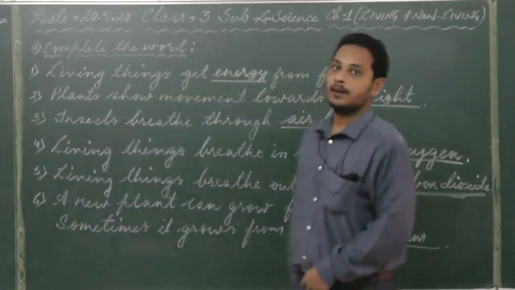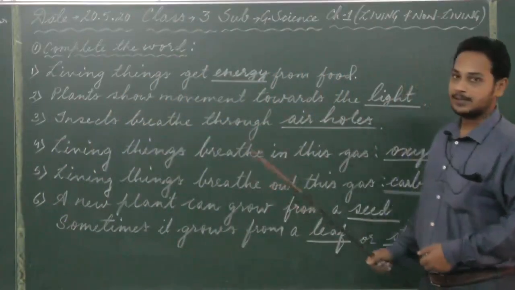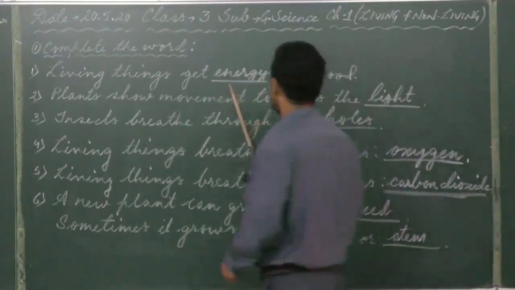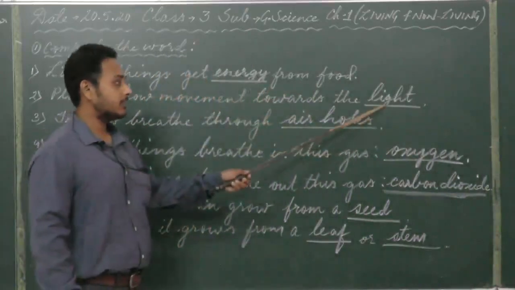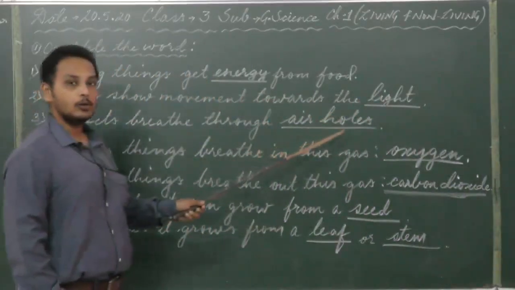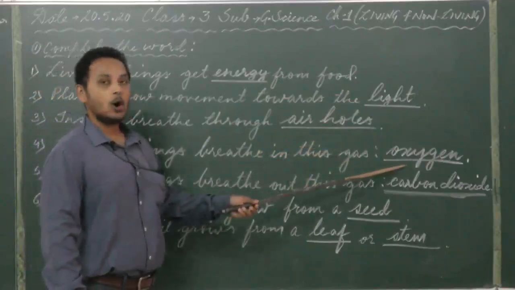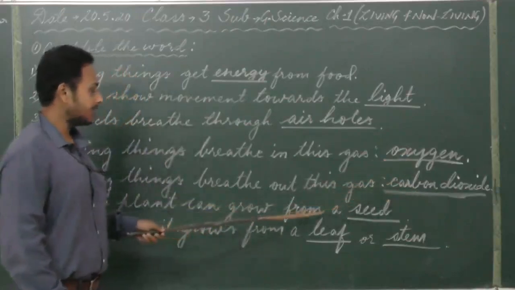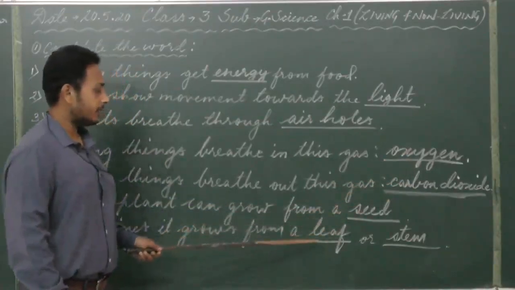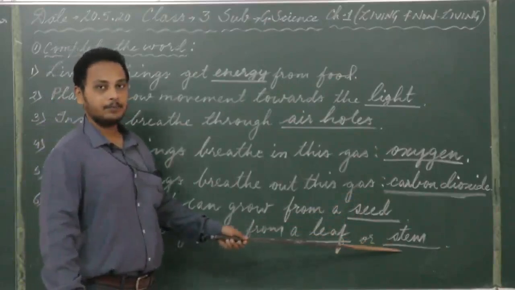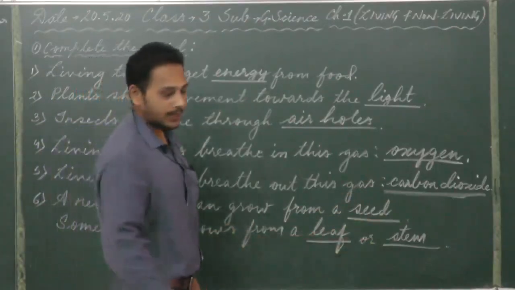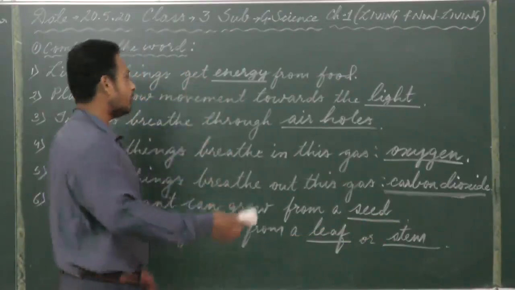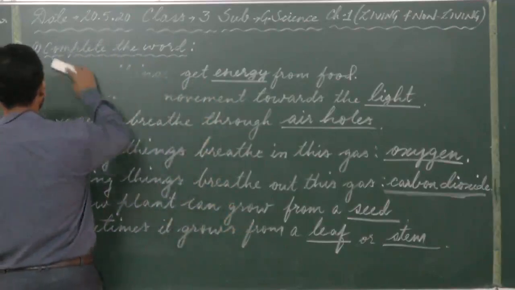So I am repeating the answers once again. Just check your work when you complete. The first answer is energy. The second answer is light. The third answer is air holes. The fourth answer is oxygen. The fifth answer is carbon dioxide. And number 6 answers are seed, leaf, stem. So this work has to be done in your science notebook. After you complete this, then you will move on to the next exercise now.